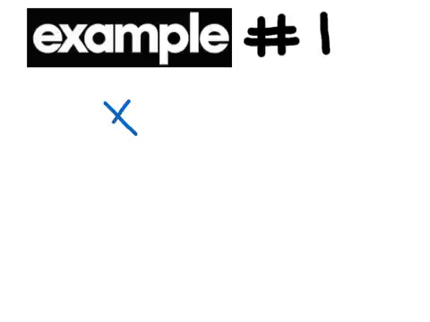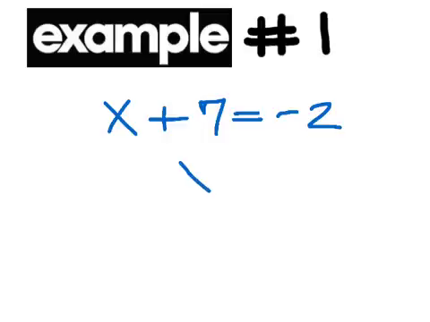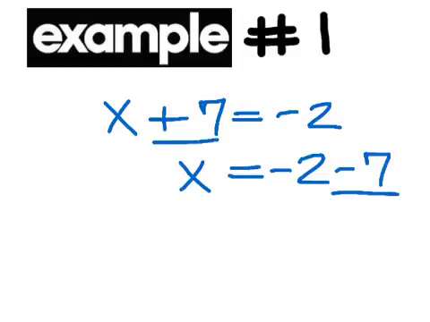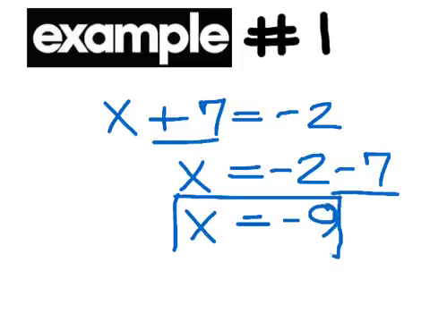Example 1. X plus 7 equals a negative 2. So this would be a 1 step, because you would have to move that plus 7 to the right side and make it minus 7. Plus 7 goes to the right and becomes minus 7. X is by itself, so negative 2 minus 7 would be what? Negative 9. So that's the answer.